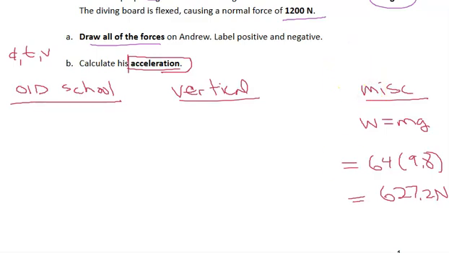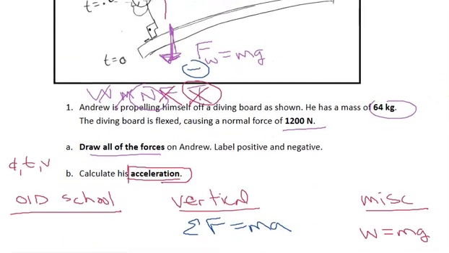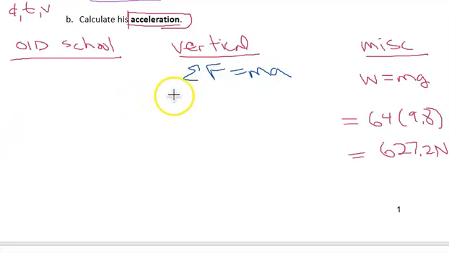Okay, vertically, that was old school. Vertically, the sum of the forces equals ma. And you want to put your plus and minus. We don't really need left and right plus and minus because there isn't anything going on left and right. So the normal force is up. The weight is pulling him down. He has inertia, so that's why that's there. It's going to resist the acceleration, and we're looking for A.